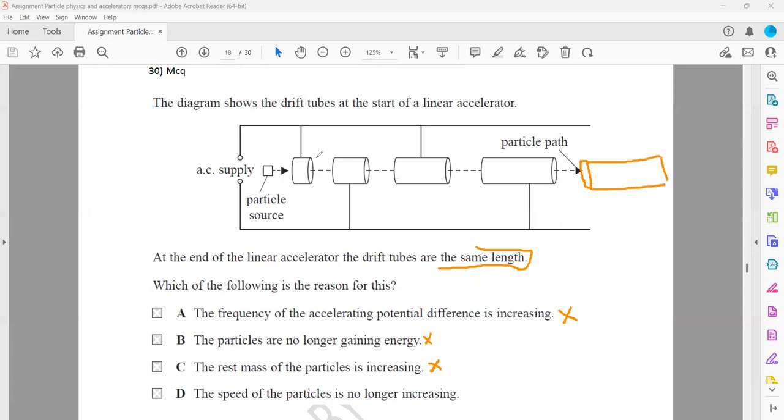But in the beginning, first we have a shorter tube, then a bit longer, then a much longer tube. So why is there a difference in length? So that the particle is accelerating. But after a certain number of tubes, the length of the tube is constant, which shows that the particles are not accelerating or changing their speed. So D will be the right answer.